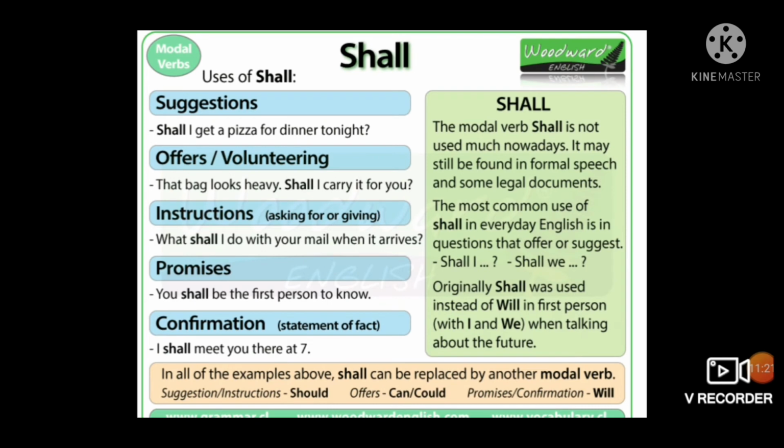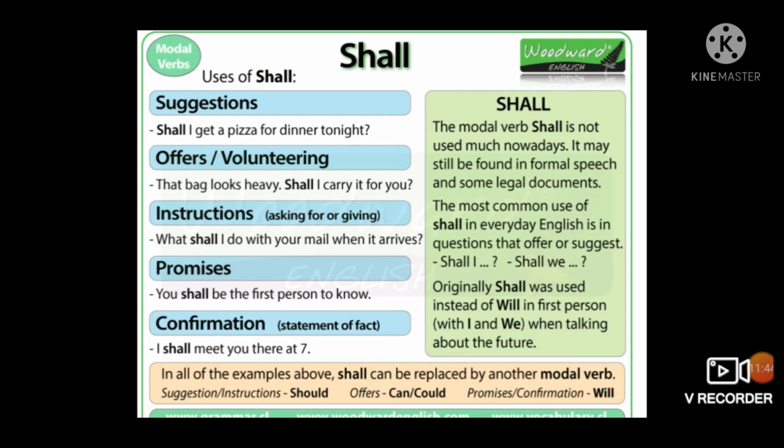Then come to the next one, shall. The use of shall: while making a suggestion, we can use shall. Shall I get a pizza for dinner tonight? It is a suggestion to others. Then offers, which are voluntary. That bag looks heavy. Shall I carry it for you? Just to give an offer to help others.